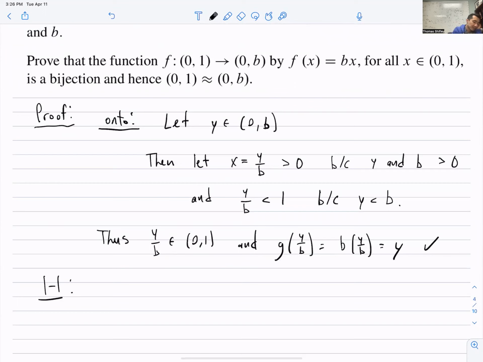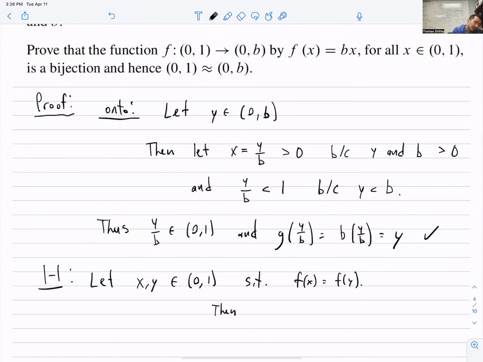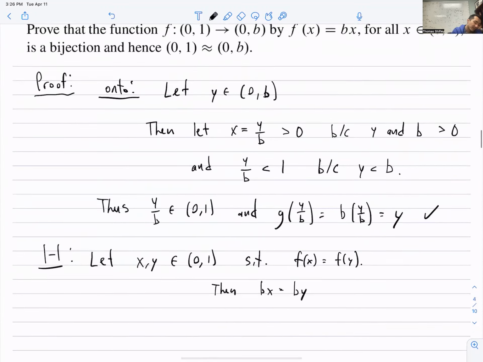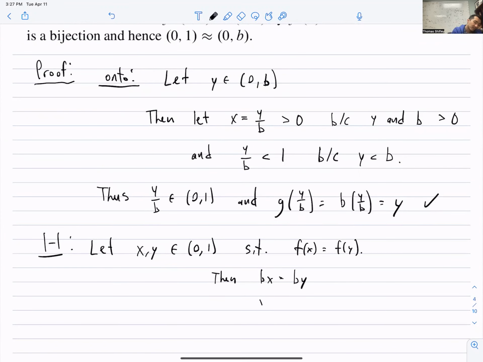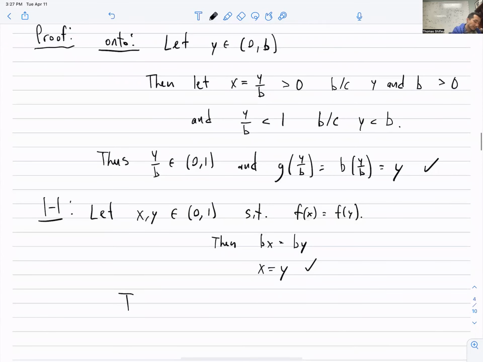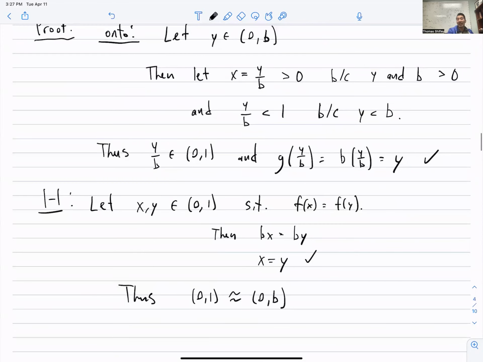One to one. Why is it one to one? So let x and y be elements of (0, 1), such that f of x equals f of y. Then bx equals by, and so very clearly, just dividing both sides by b, x equals y. Check. One to one is really simple. So thus, we have a one to one correspondence, and so (0, 1) is the same thing as a set, meaning the same size as (0, b) for any positive number b, which is kind of crazy.